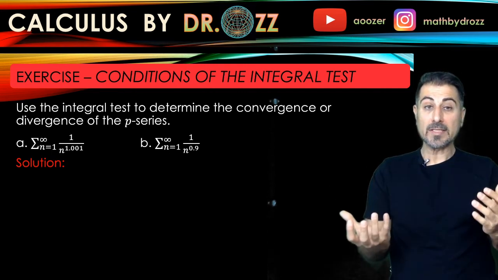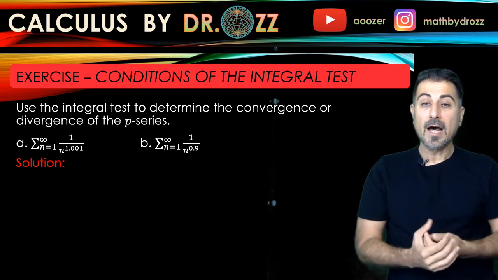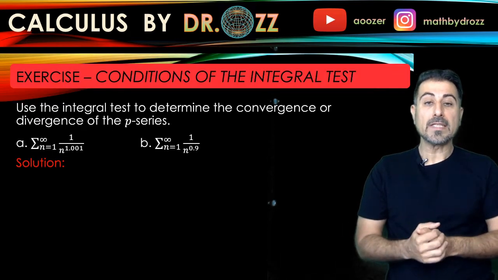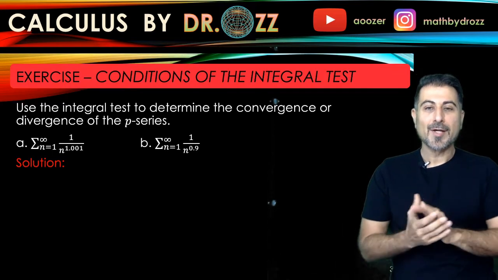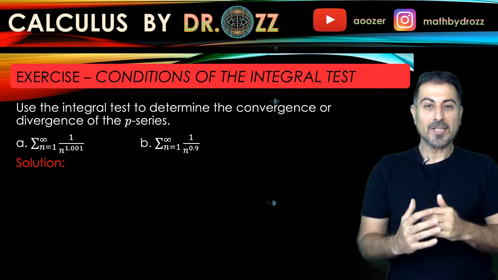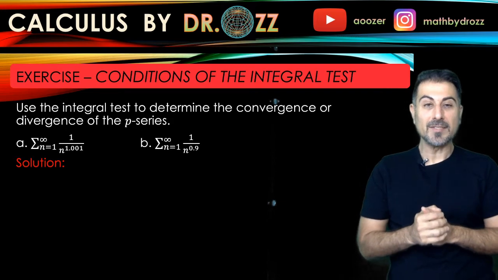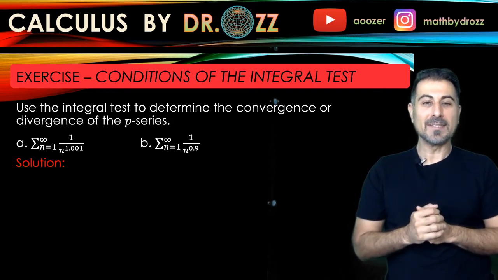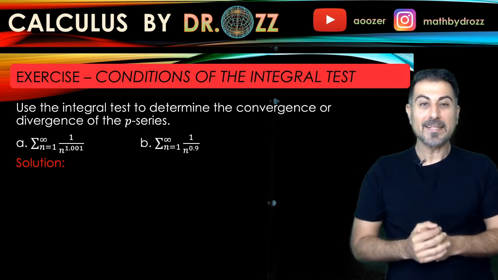We call these series p series, and the convergence of the p series can be shown by using the integral test. So you will see that we're going to check the conditions of the integral test to deduce something about the convergence of the given p series. All right, let's get started.